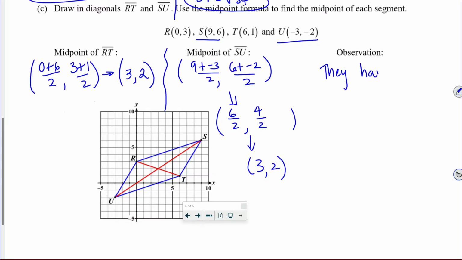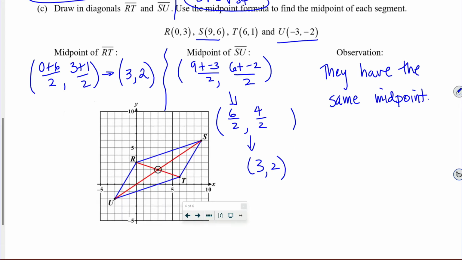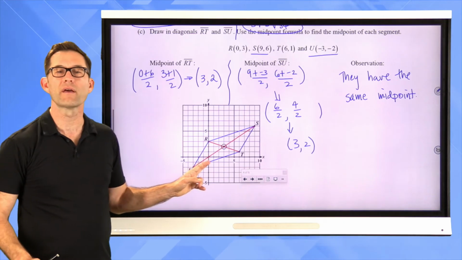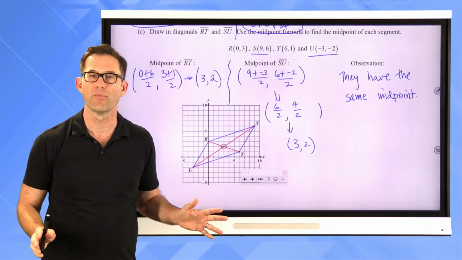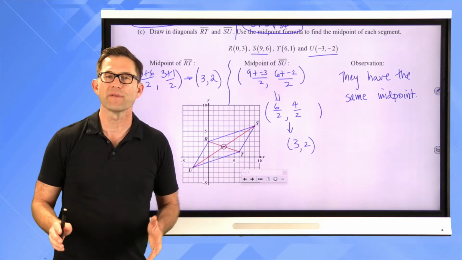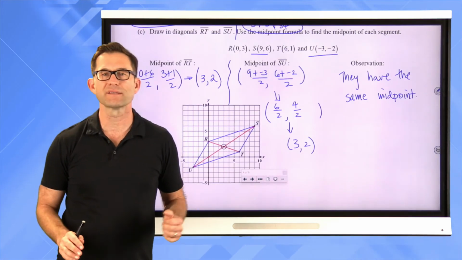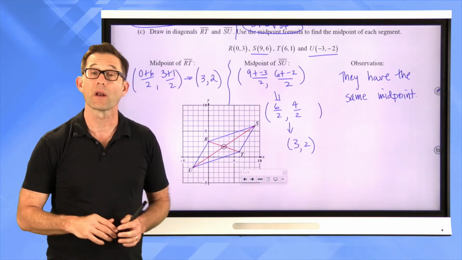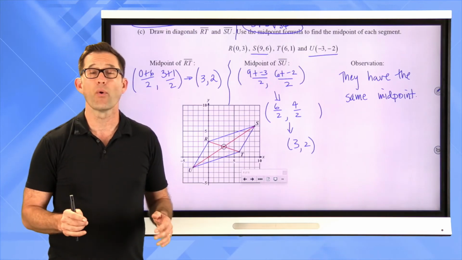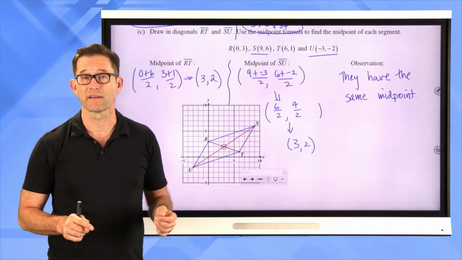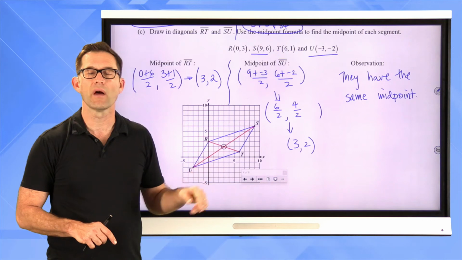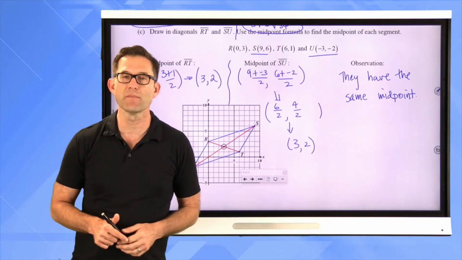They have the same midpoint, right? We can see that right there at (3, 2). They have the same midpoint. Now, think about this for a moment. When a line segment passes through the midpoint of another line segment, it must bisect it. Well, both of these two line segments pass through each other's midpoints.